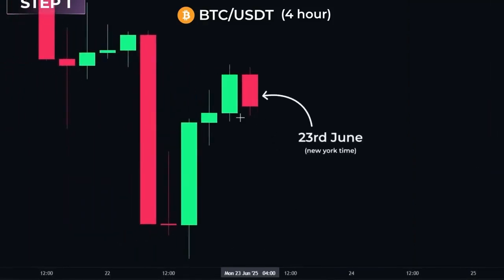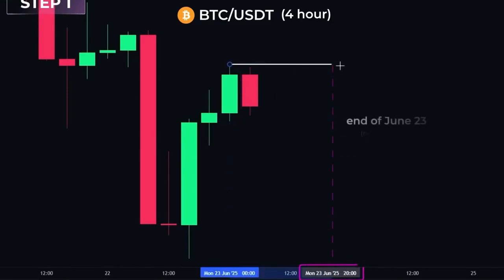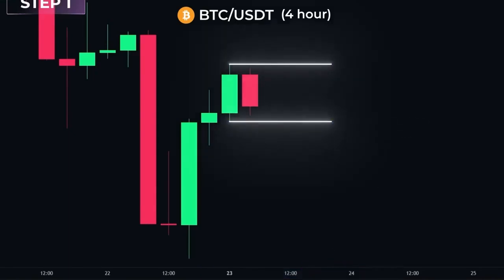Next, hover to the first 4-hour candle that formed on today's date. In this example, since it's June 23rd, the first 4-hour candle that formed today is this one. Then, simply draw a line at the high and low of that candle and extend both lines to the end of the day. That's your 4-hour range on this chart.